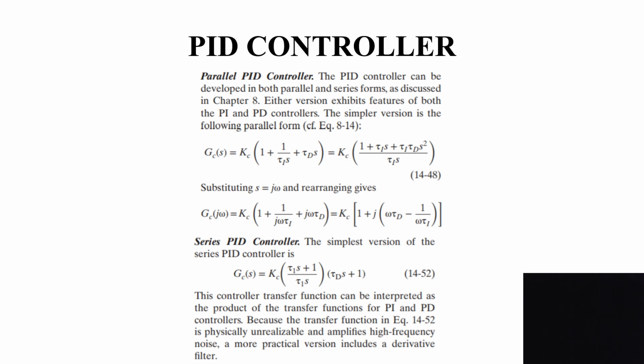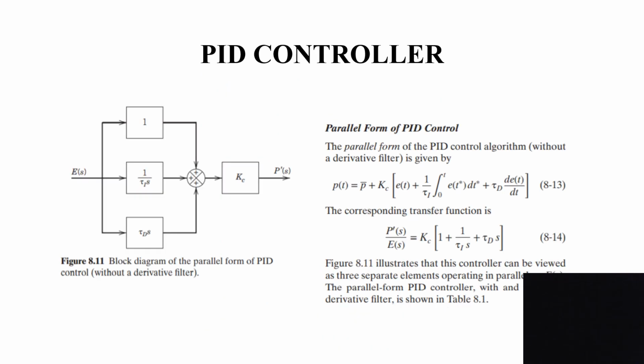That is the transfer function of PI and PD controllers, because the transfer function is physically unrealizable. You can see that the degree of the numerator polynomial is greater than the degree of the denominator polynomial, and so the practical version includes a derivative filter. Okay, so the derivative filter will be in this form.